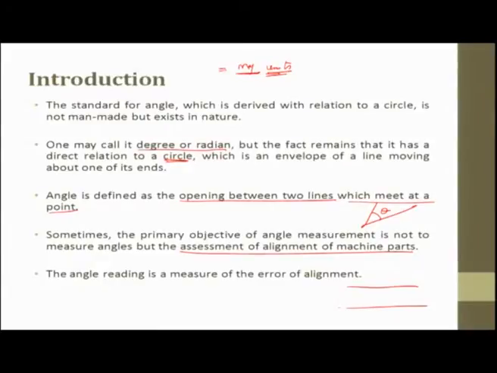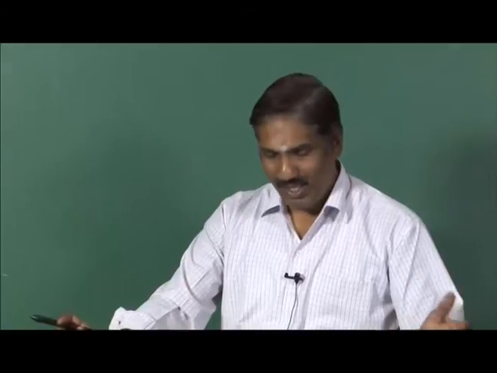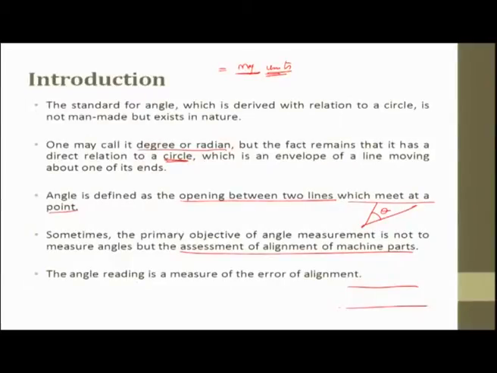Many a time when several of these parts are assembled together to form a sub-assembly or a complete product, angle measurement is very, very important. The angle reading is measured for the error of misalignment. For example, when spindle run out is there, or workpiece run out, all these things can be easily found out.